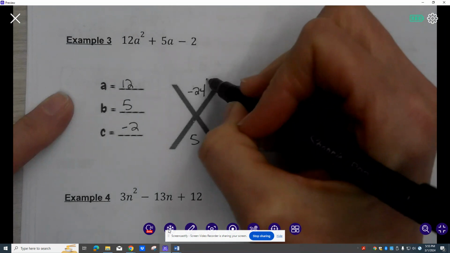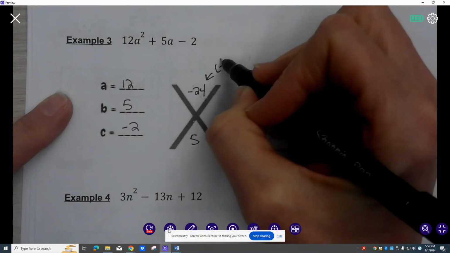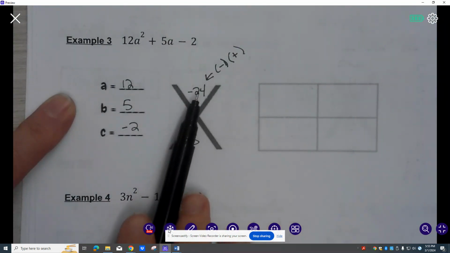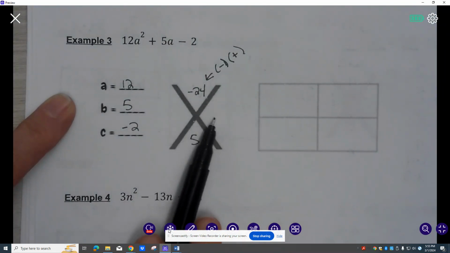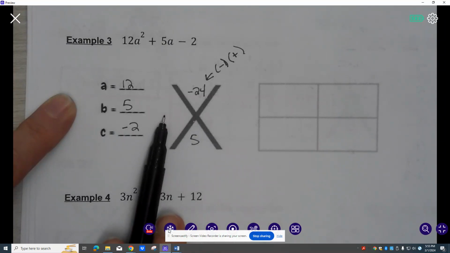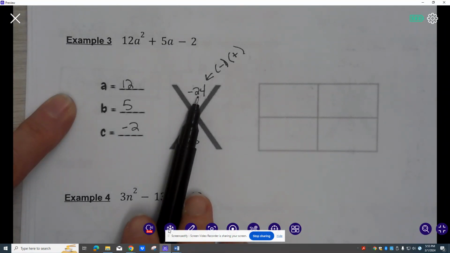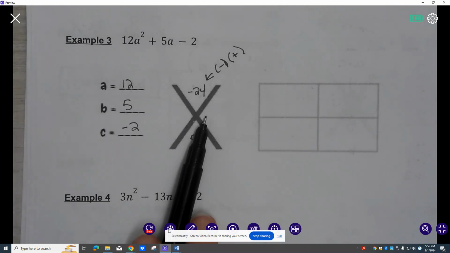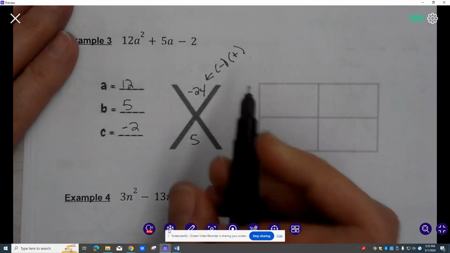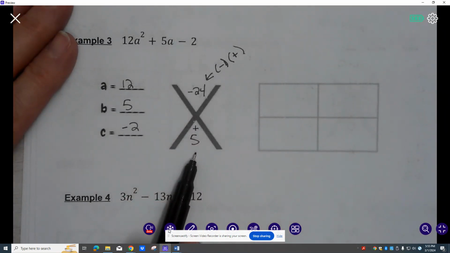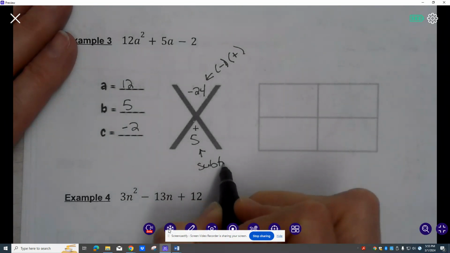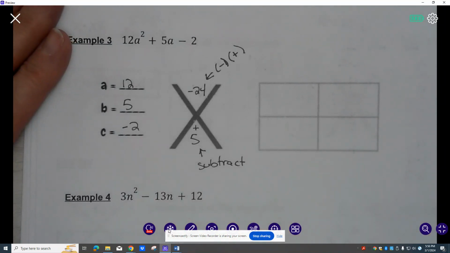So now you have to think to yourself, if I am multiplying two numbers and my answer is a negative, so we're going to put two numbers here that multiply to give you negative 24. Then one of these factors will have to be negative. And then think about when you add one positive and one negative number, what you're really doing is subtracting.